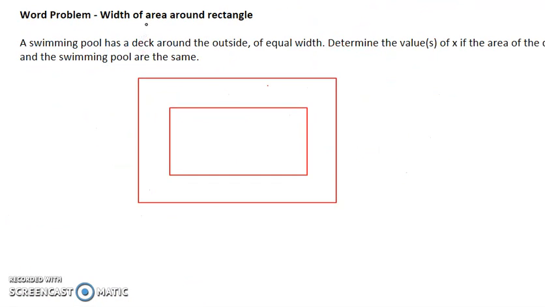Now our last question is a word problem. And this has to do with finding the width of an area around a rectangle. In this particular example, we have a swimming pool with a deck around the outside. So here's our pool. If I can find my mouse. There it is. There's our pool, and here's the deck around the outside. All the way around is the deck.